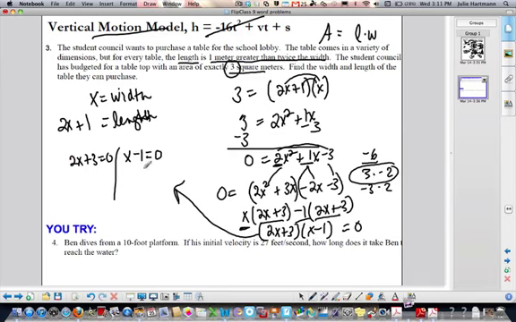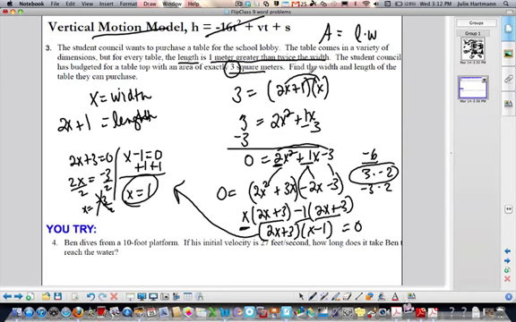Okay. Add the 1, you get x equals 1. Over here, minus the 3, and then divide by 2. So you get x equals negative 3 halves. We know we don't have a length of negative 3 halves, so cancel that one out. We have x equals 1.